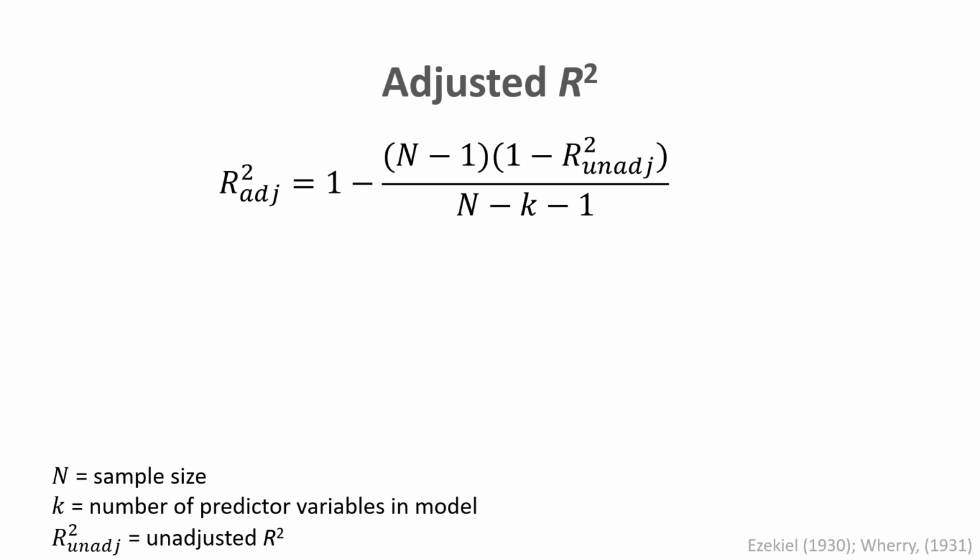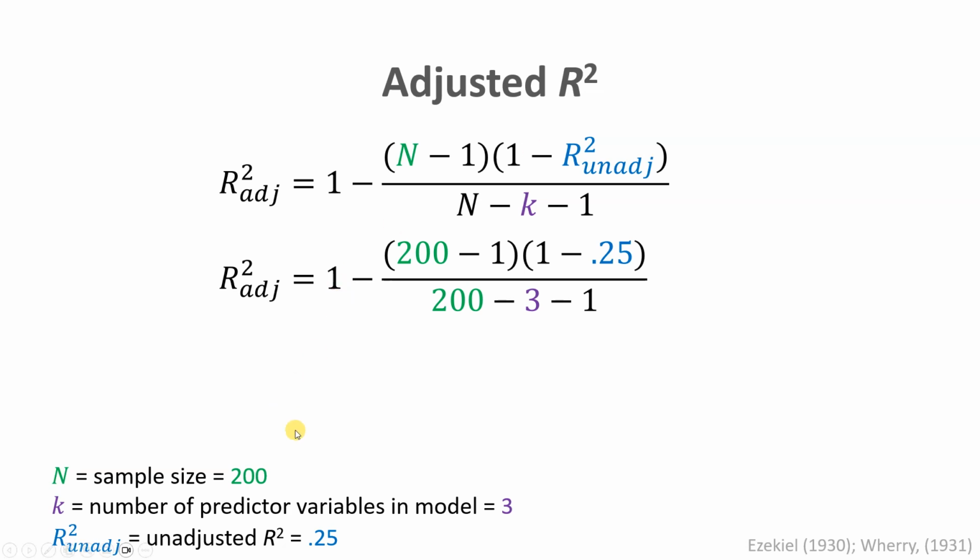So here is the formula for the adjusted R squared. And you can see that N represents the sample size, K represents the number of predictor variables in the model, and R squared unadjusted is represented by R squared with the subscript unadjusted. Here I've color-coded these for you, where the sample size N is green, the number of predictor variables in the model, K, is purple, and the blue corresponds to the R squared unadjusted. So as you can see, we're plugging our unadjusted R squared into the model, and then we're essentially penalizing it based on the sample size and the number of predictor variables we have in that model.